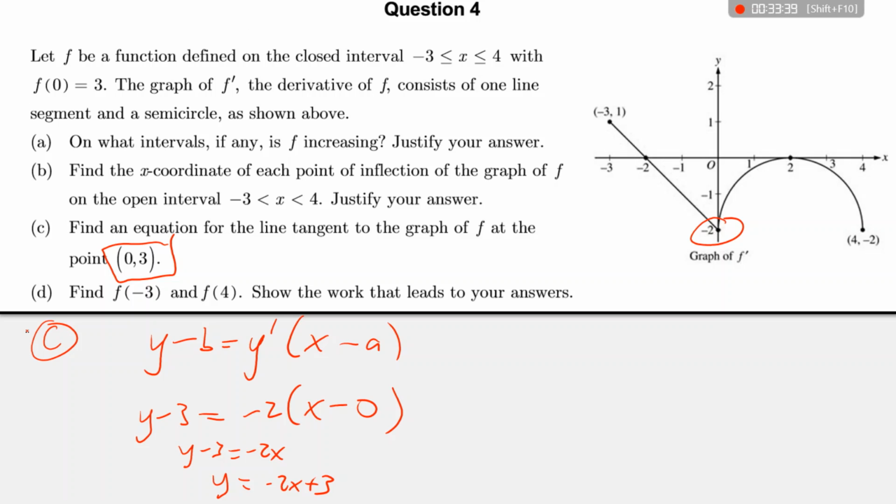Any questions on the tangent line? No. No. Okay, and the last one.